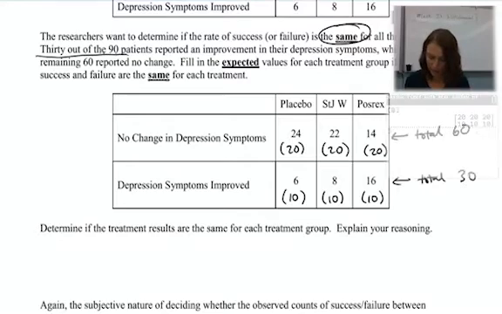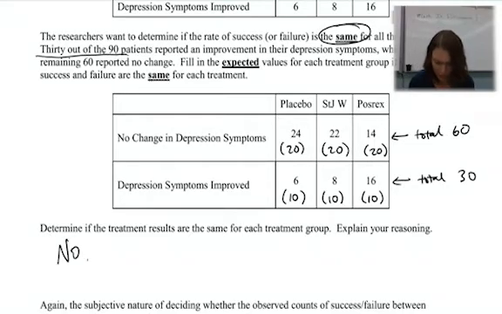You could say, well, I don't know how you would do this, but I would say no. Personally, if you look at the post-recs, we expected 20 of them to say no change in depression symptoms, and 10 of them to say that their depression symptoms improved, but actually more people said that they improved than not improved on that drug, which is definitely different than the other two treatments. So you could explain that. I'm not going to write it all, but you could explain something like that.